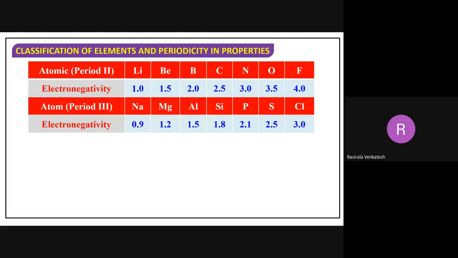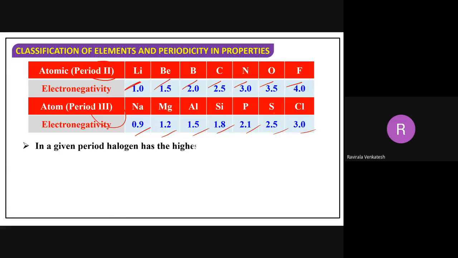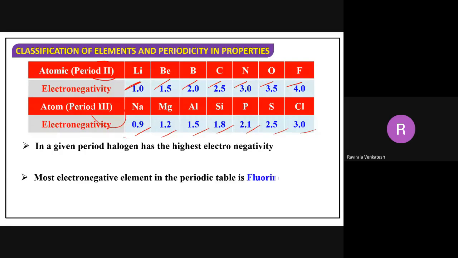Take for example the second period: lithium 1.0, beryllium 1.5, boron 2.0, carbon 2.5, nitrogen 3.0, oxygen 3.5, and fluorine 4.0. In the third period, sodium 0.9, 1.2, 1.5, 1.2, 2.9, 2.5. It is increasing. So in a given period, from left to right these values always increase. Halogens have the highest electronegativity, just like electron gain enthalpies.